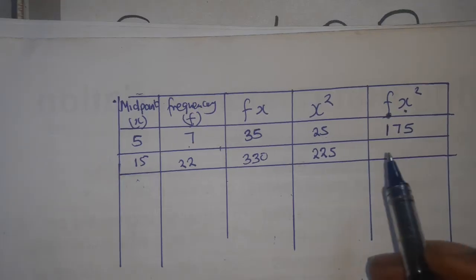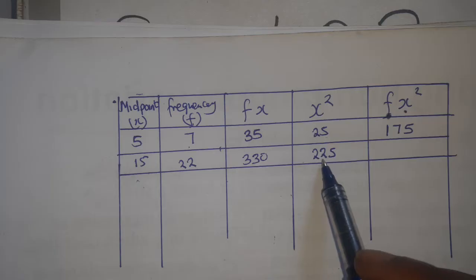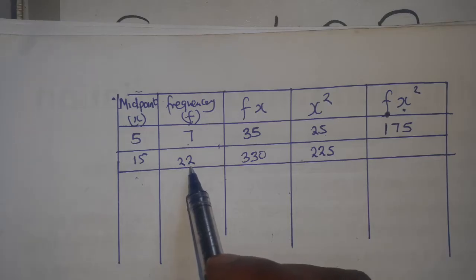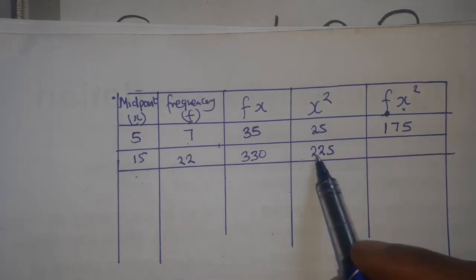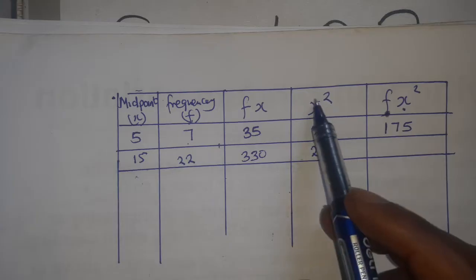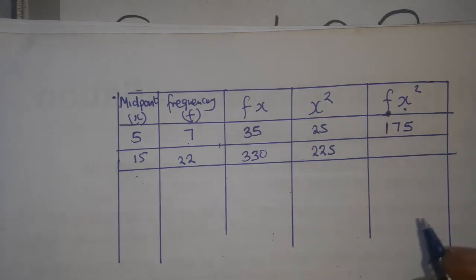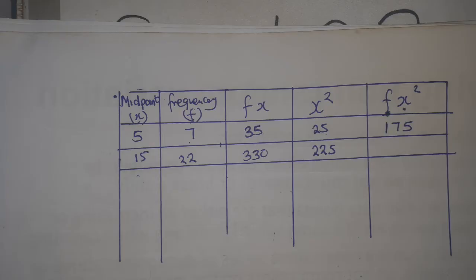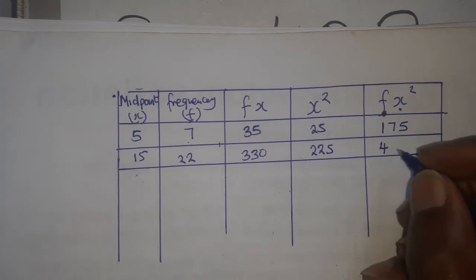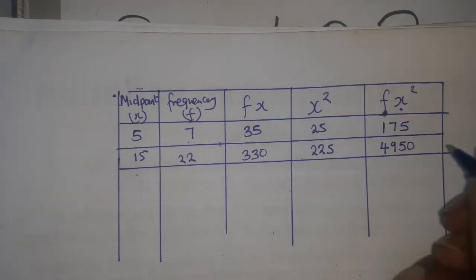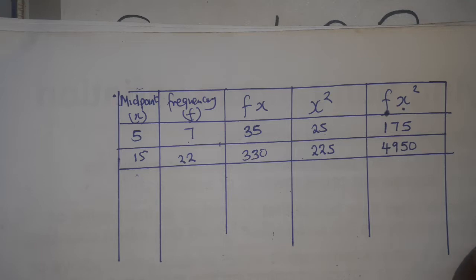Okay, so we do the same thing also here. What is our f in this case? Our f is 22. So meaning 22 multiplied by 225, which is x squared. F multiplied by this. What do we get? Okay, this is going to give us 4950. Okay, this is what we're going to get here.